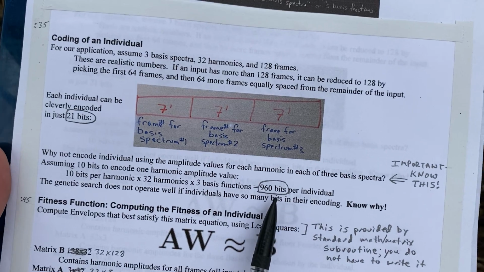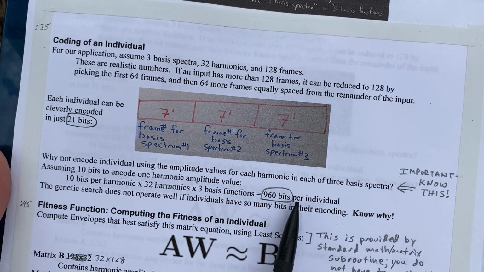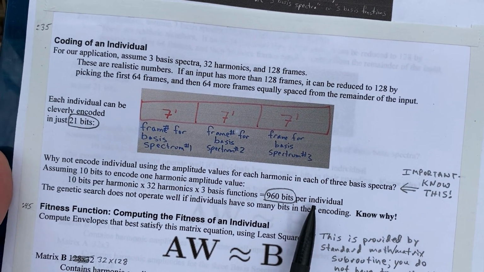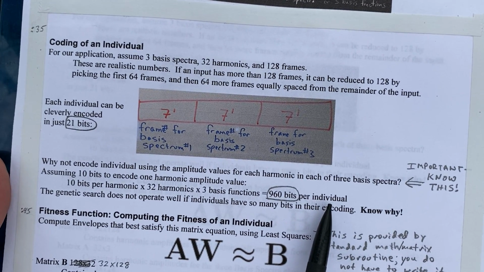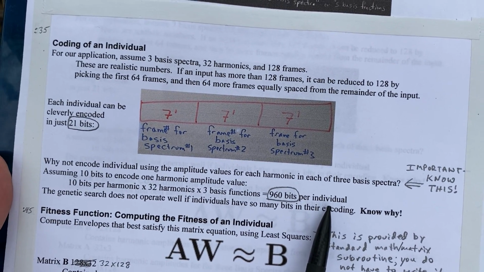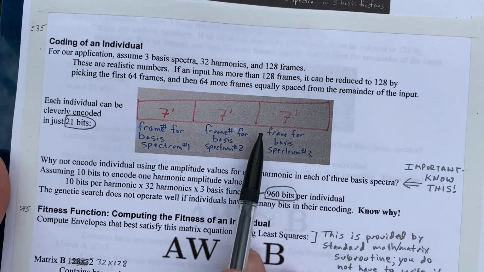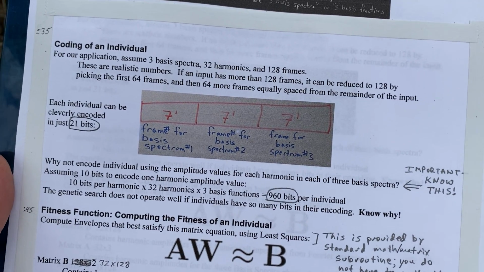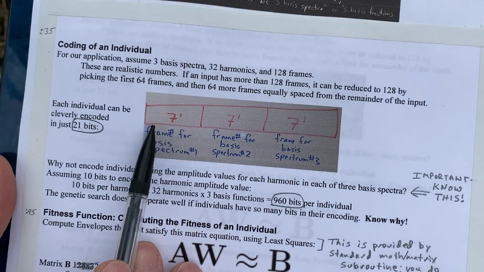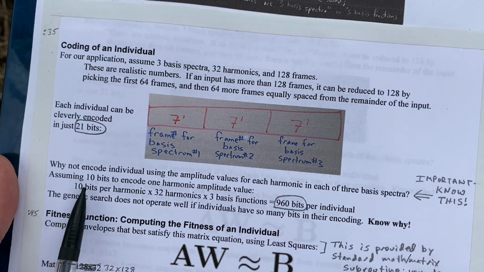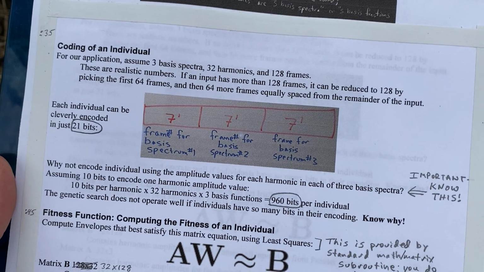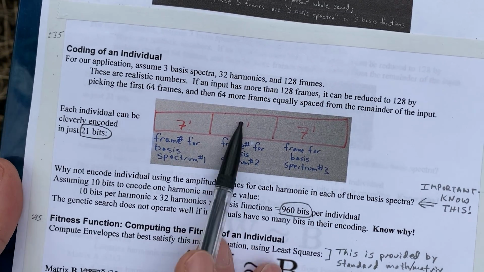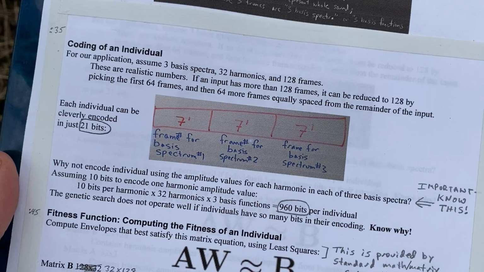So if you use this kind of encoding, you'd end up with 960 bits per individual, and that's getting to be big. Even if you run for 1 million generations, you're going to have trouble finding a good result. And plus, why do it? This has the same information in it. Once the fitness function knows the 7-bit number, it knows which basis function it is, so it can figure out the harmonic amplitudes. There's no reason to encode it this way. Use the shortest encoding you can.